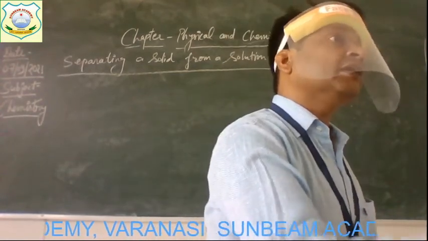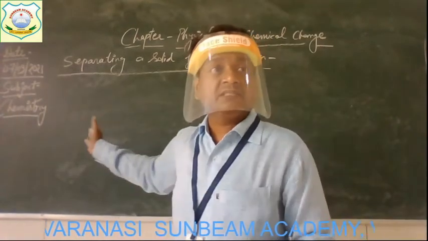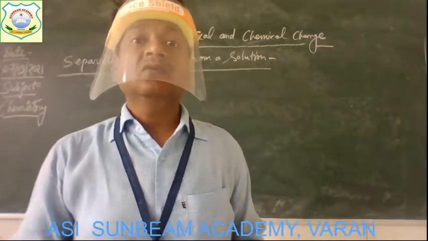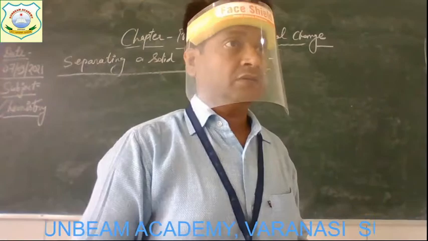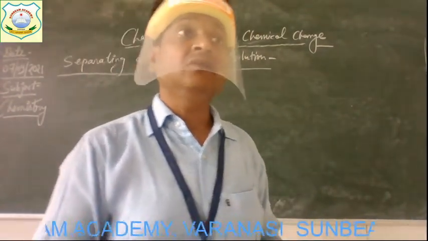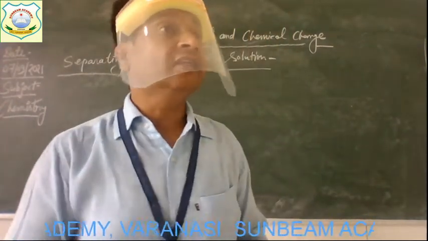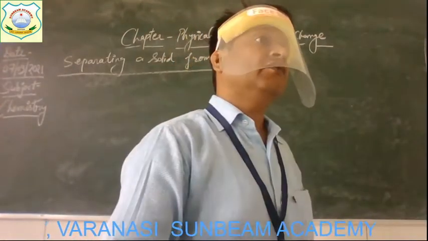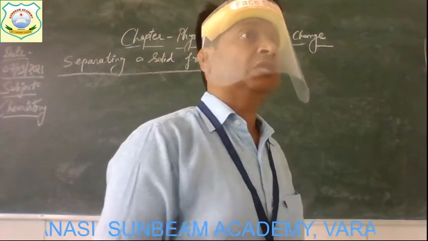So how can we get it back? How can we separate it? So here the method is suggested by which we can get back our soluble solid from a solution, like sugar solution, salt solution. What is soluble in water? Sugar and salt. And sugar and salt are solids. So how do we get back our solid sugar, our solid salt from the solution of sugar and solution of salt?